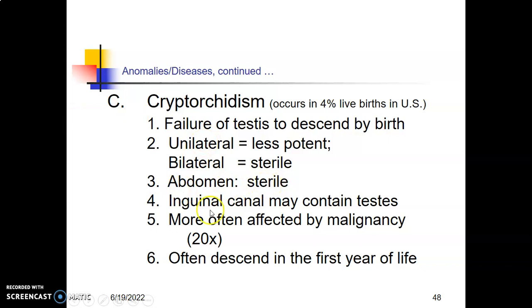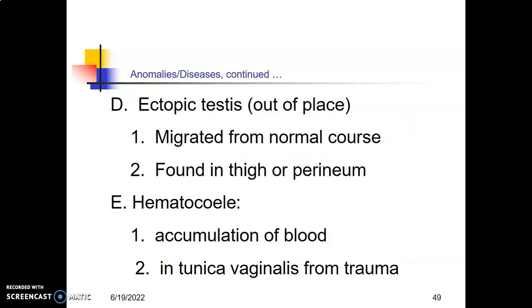Sperm cannot be produced. The testes can also descend but remain in the inguinal canal. Again, surgery will be needed to bring them down to the scrotum. More often, when the testis is at an abnormal position in cryptorchidism, either the abdomen or the inguinal canal, they are predisposed to cancer, testicular cancer. Usually the testes are supposed to descend in the first year of life. If they fail, surgery has to be performed to bring them to the scrotum.